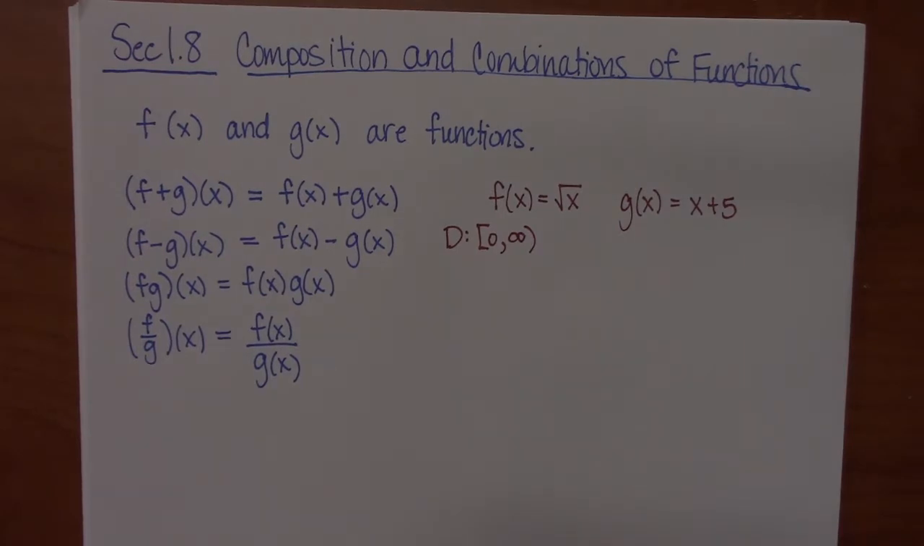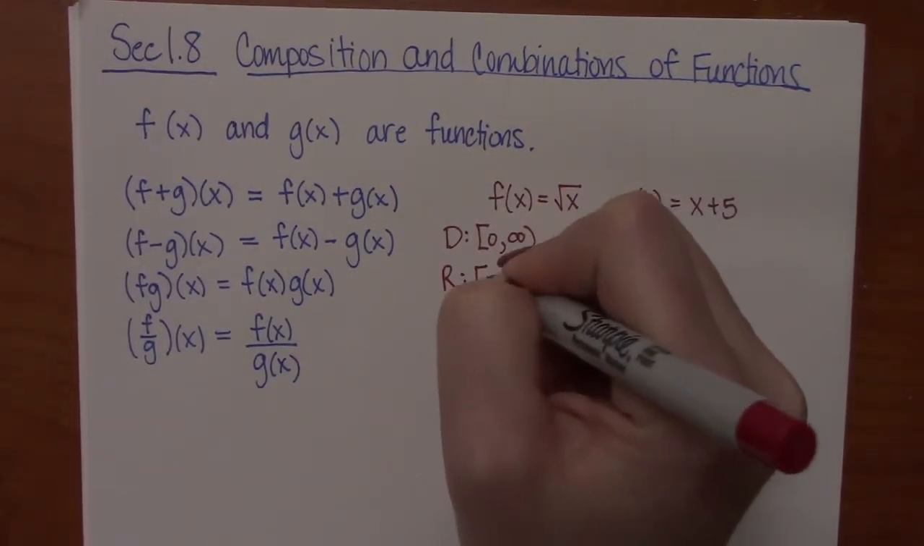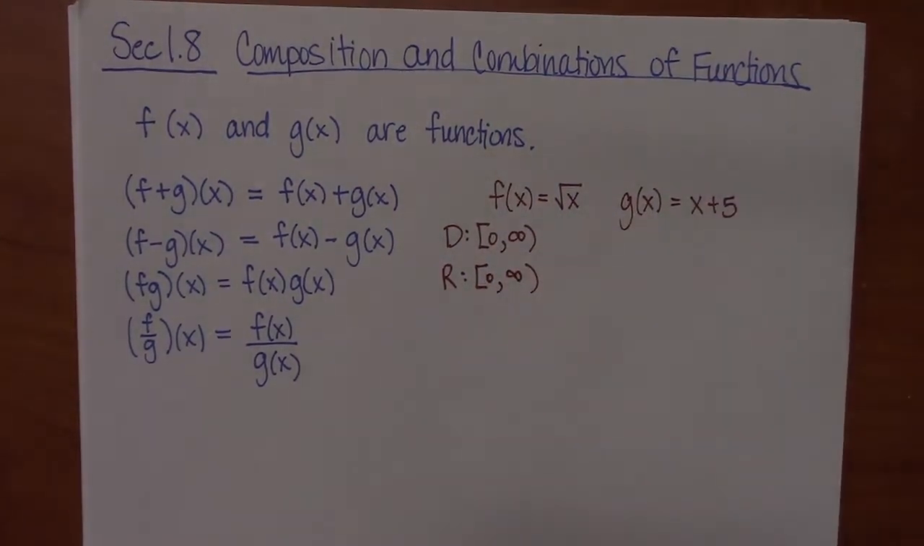If you can visualize the base graph of this, it was on the worksheet I gave you. The square root of 0 is 0, and as you plug in bigger and bigger positive numbers, the square roots are going to go up. So the range of this function is also 0 to infinity.